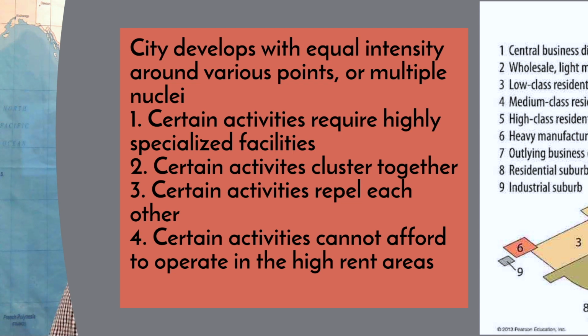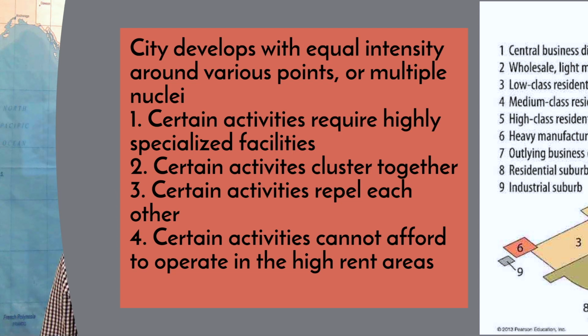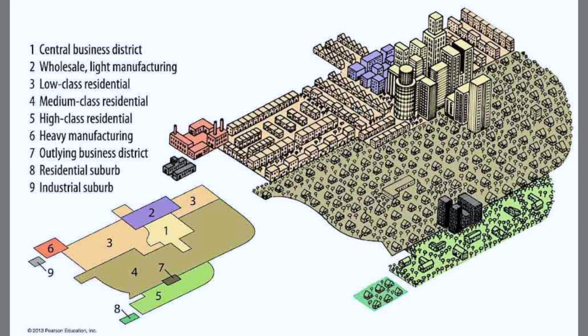So instead of saying there's one central business district, they are saying that you need very specialized areas of town to do activities that cluster together. And there are certain activities that repel each other. Like public parks are probably not going to be right next to factories. Certain activities can't afford to operate in high rent areas, and that sets up this city of the multi-nuclei model. So there are multiple areas that are points that things gather around.